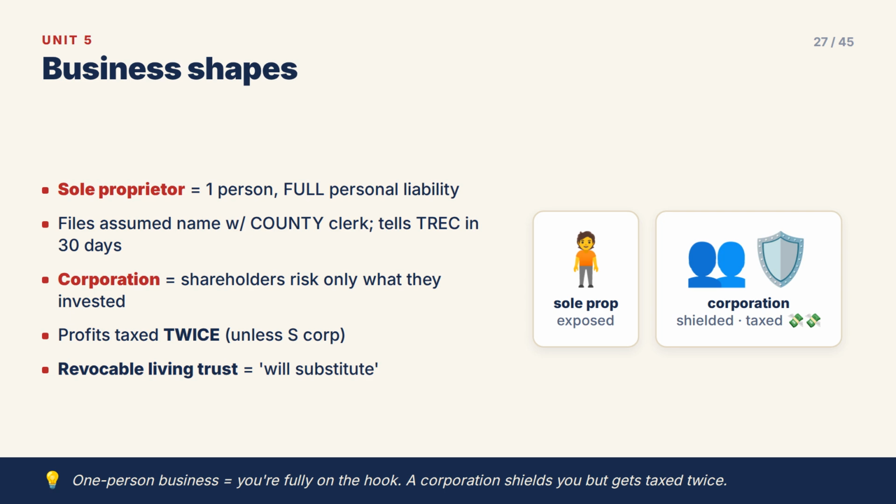TREC rules for a brokerage entity: a designated broker with an active Texas license, a broker's license in the company name, and E&O insurance if that designated broker owns less than 10%. Bylaws on file at TREC? Not a thing. And the revocable living trust is the will substitute you can change anytime.